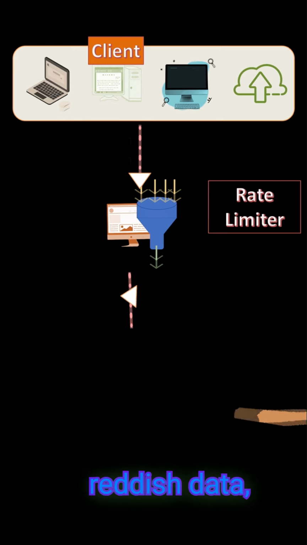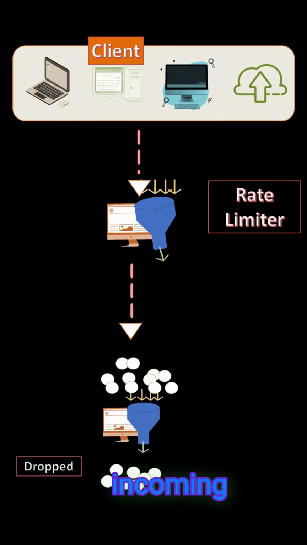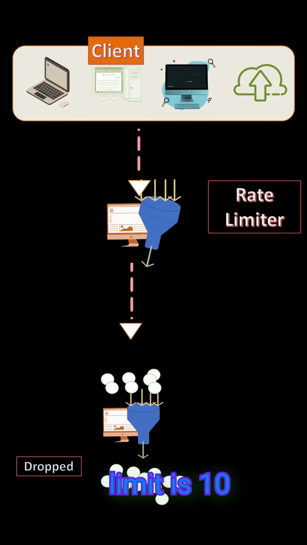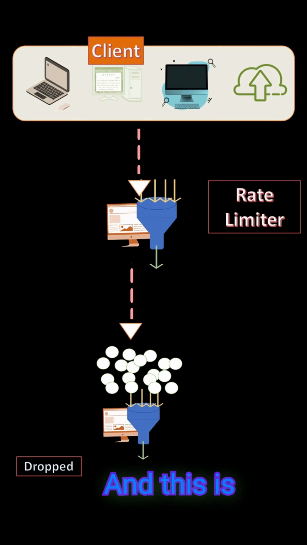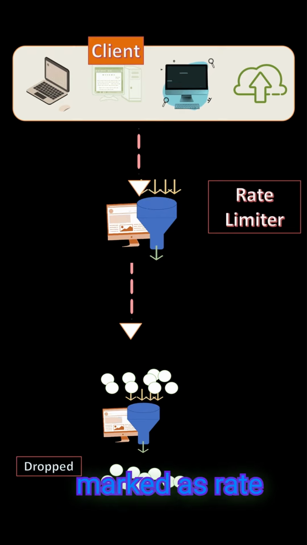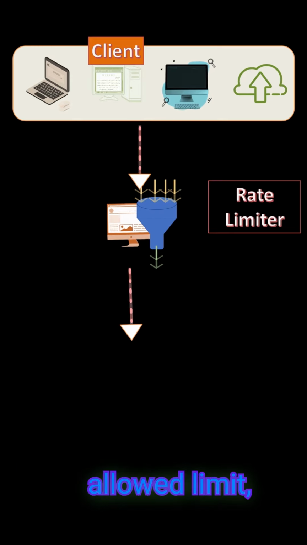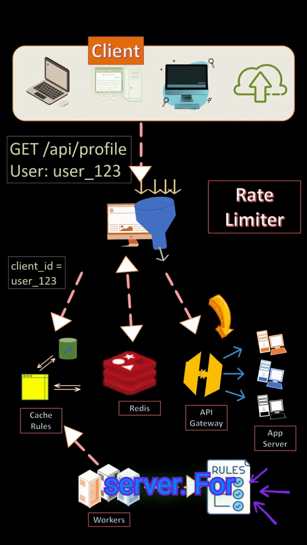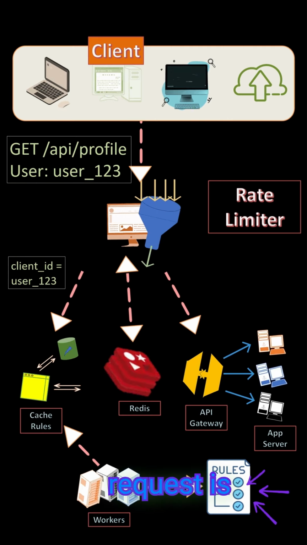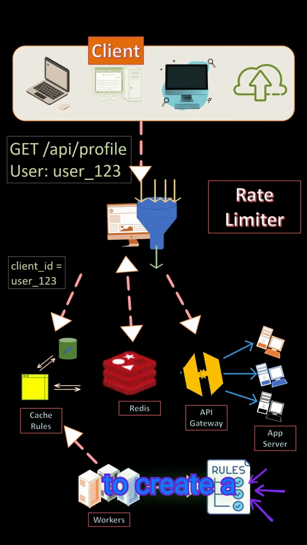Using the rules and Redis data, the rate limiter checks whether the incoming request exceeds the allowed threshold. If the limit is 10 requests per second and this is the 11th request, it is marked as rate limited. If the request is within the allowed limit, it is forwarded to the API server for normal processing. For example, a valid request is routed to the order service to create a new order.